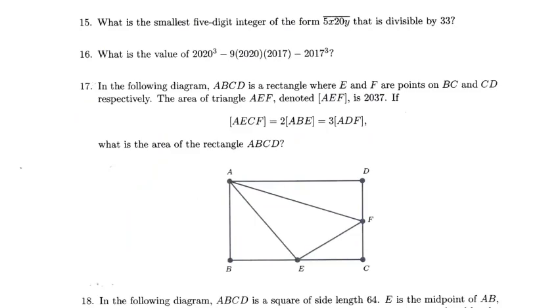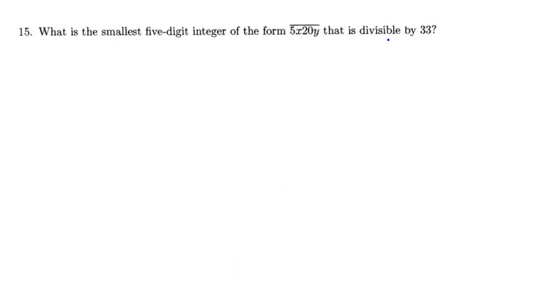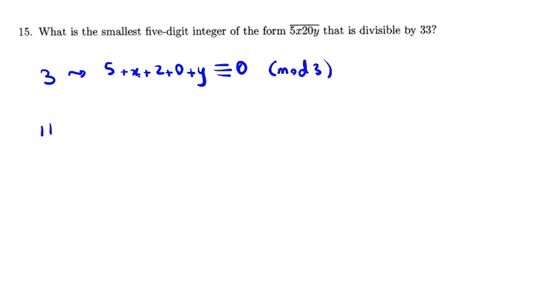SMO 2020 junior section first round problem number 15. What's the smallest 5-digit integer of the form 5x20y that is divisible by 33? Okay, divisible by 33 is equivalent to divisible by 3 and 11. So for 3 you say 5 plus x plus 2 plus 0 plus y is a multiple of 3. So mod 3 it is congruent to 0. 5 plus 2 is 7. 7 mod 3 is 1. So 1 plus x plus y is 0.